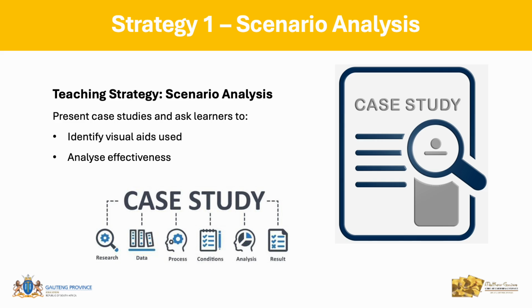Strategy 1. Scenario analysis is a powerful way to get learners thinking critically. By examining real or imagined business situations, learners can analyze how presentations are constructed and whether visual aids are used effectively. For example, show them a company's marketing pitch or a nonprofit's funding proposal. Then, ask them to identify strengths and weaknesses in how information is presented and suggest improvements.